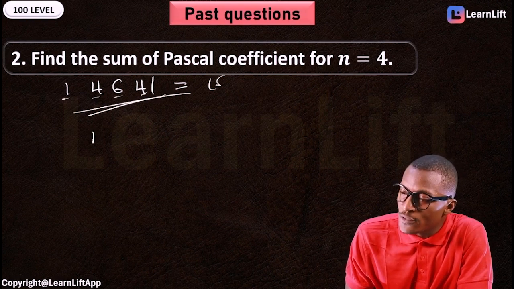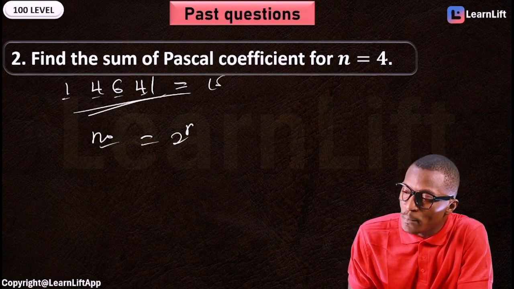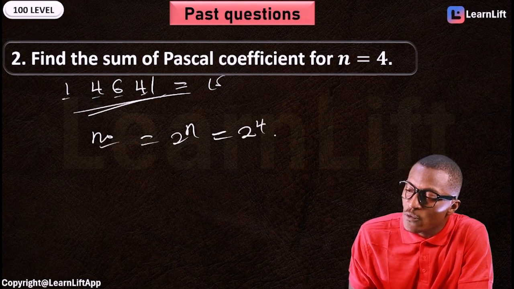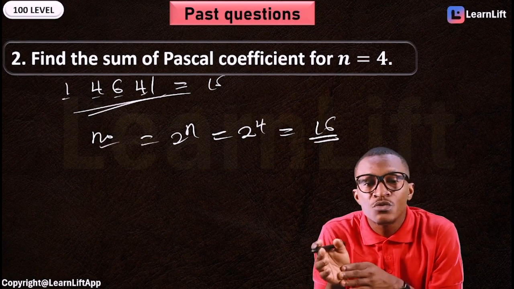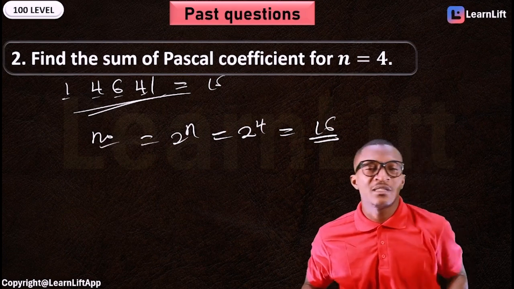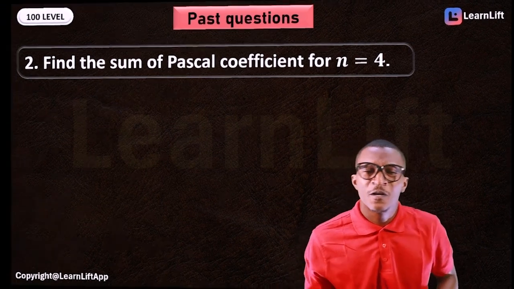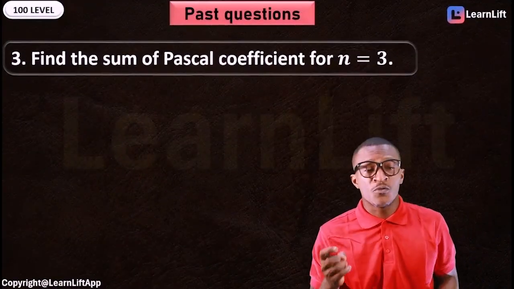What's my formula for the sum of coefficients? It is equal to 2 raised to power n. That becomes 2 raised to power 4. What's 2 raised to power 4? That's 16. Grab your calculator and press that. 2 raised to power 4 is equal to 16. That's the formula for the sum. Very good.